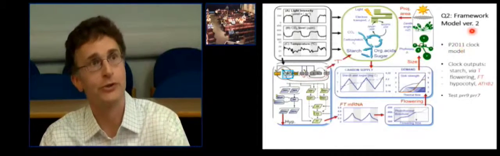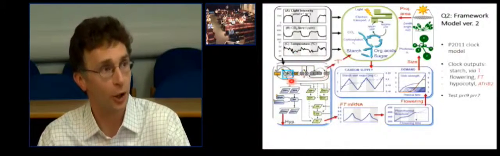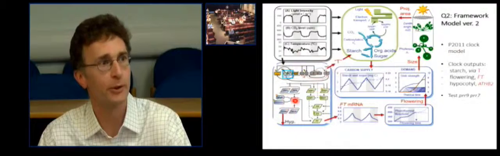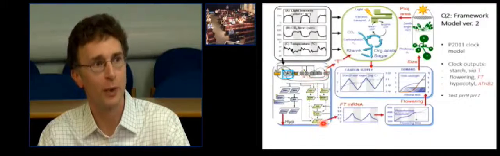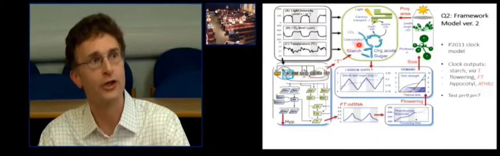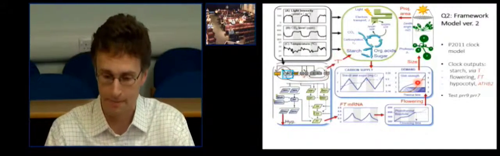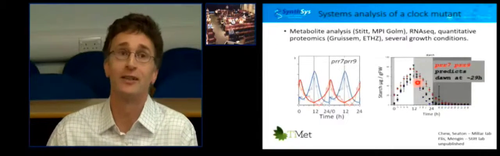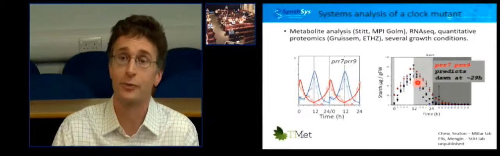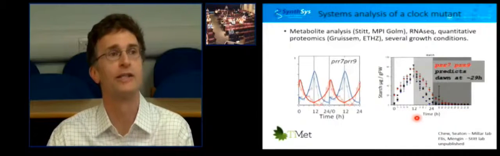To do this, we've produced a second unpublished version of the framework model in which we now include the whole of that complex clock model and its outputs to hypocotyl elongation and flowering time. This clock model controls starch degradation as well as controlling FT, and through starch it may therefore control growth. So, does it do so accurately? The first requirement to understand that question was to characterize our slow clock mutant in much greater detail. These are data coming from Mark Stitt's group, and he was one of the groups within the TiMet Consortium who contributed to that characterization.